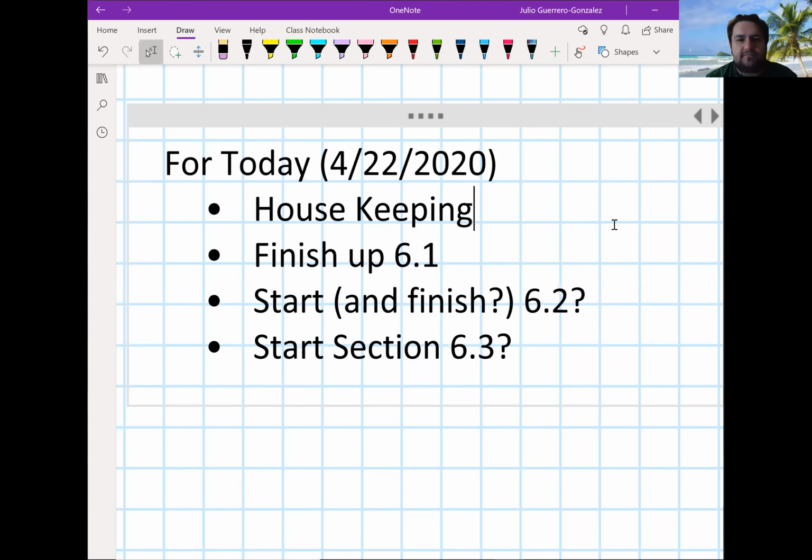Let's see. What else for housekeeping? I can't think of anything else for housekeeping. If you guys have any questions for me, I've been doing a lot better at answering emails now that I can do stuff from home, and I don't have to waste 2 hours getting ready and driving to LMC. Okay. Any questions from you guys?